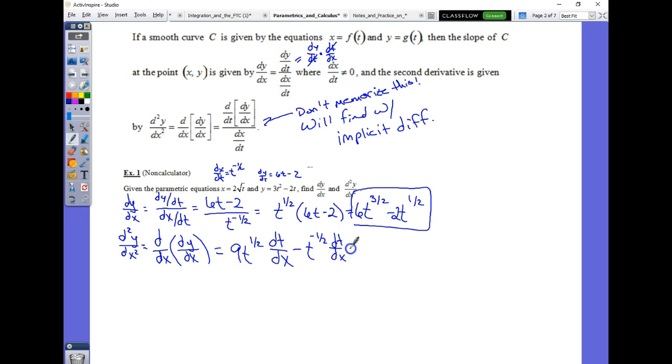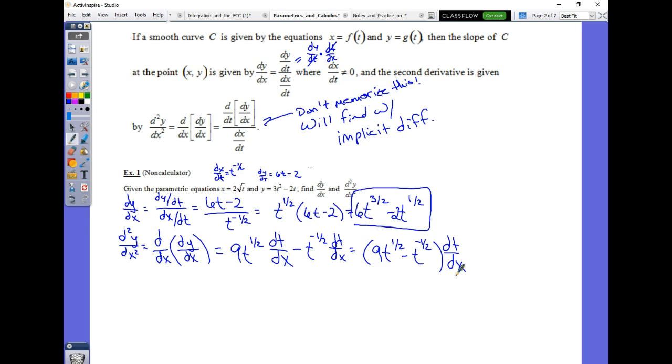Okay. Now, I see they both have dt/dx's, and my goal is to turn this into an equation that just has t in it. So I've got some dt/dx's. Those are causing me a problem, right? I'm going to pull those out just so that they're all together. So I'm going to rewrite this as 9t to the 1/2 minus t to the negative 1/2 times dt/dx. I factored out dt/dx.